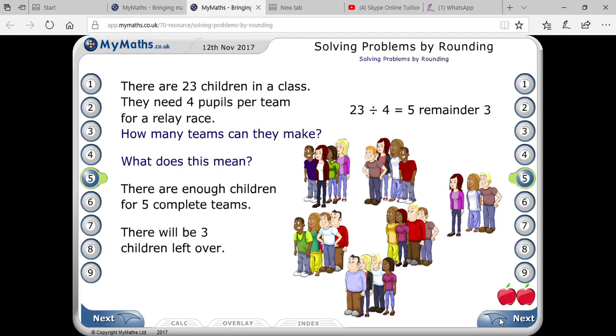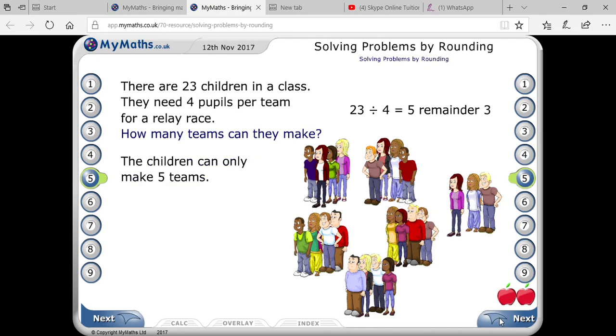So there will be 3 children left over. That's not enough to make a team. So your answer will be 4 fives are 20. That means 5 teams will be there, not 6, beta. Understand? Yes, because a team can be made with 4 persons, not 3 persons. So 5 teams can be made, and 3 persons will be out of a team.